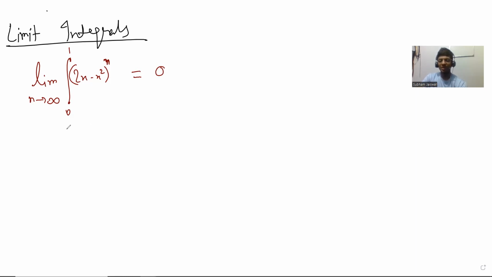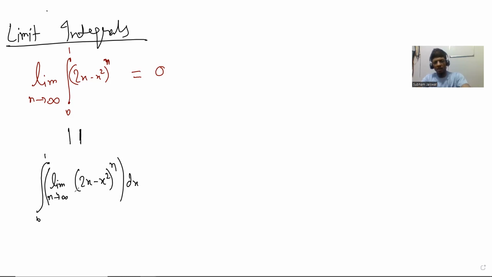We have proved it. But this also follows from something which is extremely desirable in mathematics. Suppose someone told you that you can exchange the limit and the integral. If someone told you that you can exchange the limit and the integral, obviously, can you do this or not without proof? If you can exchange it, then this happens.